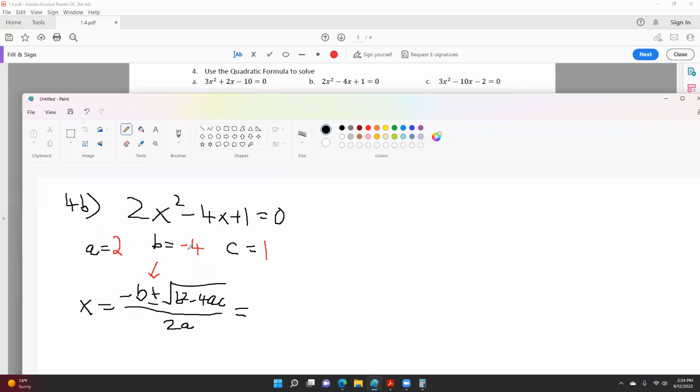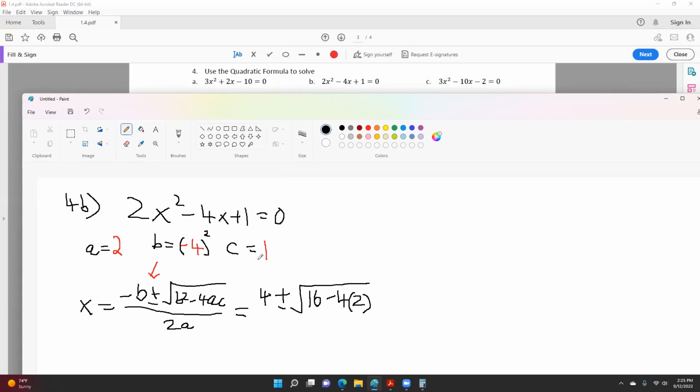So we got a -4. When you plug it in here, you will get a +4, because a double negative makes a positive. And when you take the square of b, that means you square this whole thing, which gives us 16 positive. Then -4 times a, which is 2, times c, which is 1.